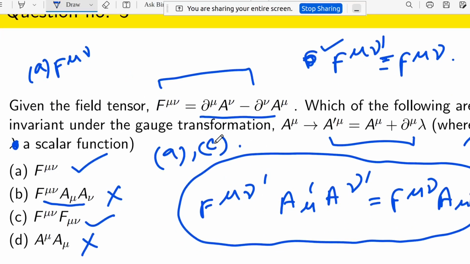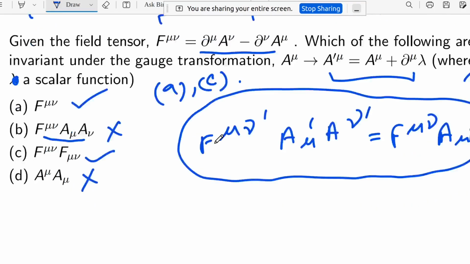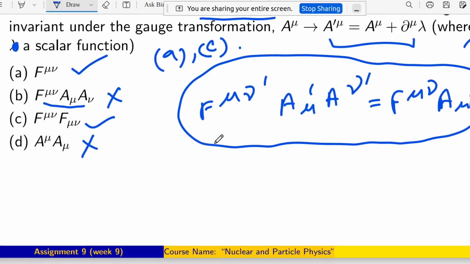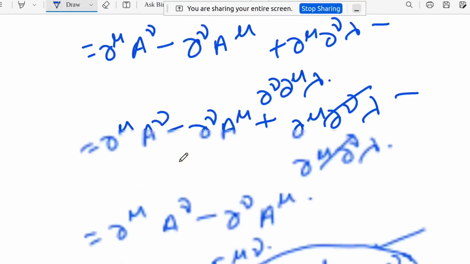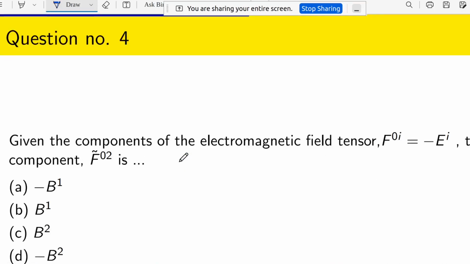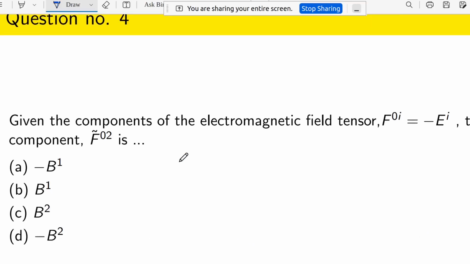You can see this was the question: which option will be invariant under the gauge transformation, where A mu goes to A mu prime as A mu plus del mu lambda? And the correct answers are A and C. So now we have to move to the next question. If it is understandable by all of you, then we can go to the next question.